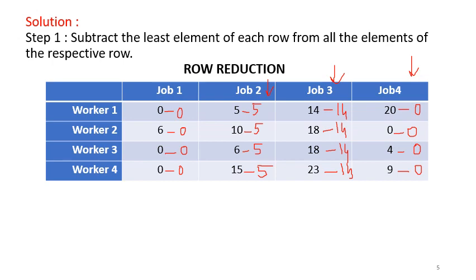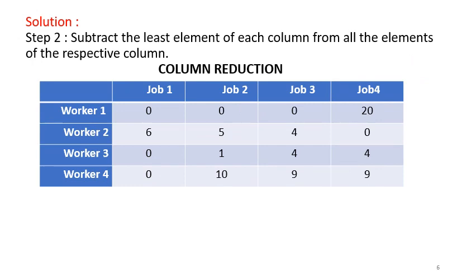Whatever you get after row reduction on that table, you have to conduct the column reduction, and the new table will be your column reduction table. See here, subtract the least element of each column from all elements of the respective column. You have already done that. You have got the column reduction table.